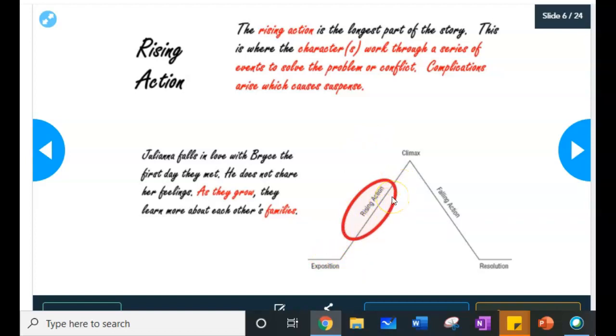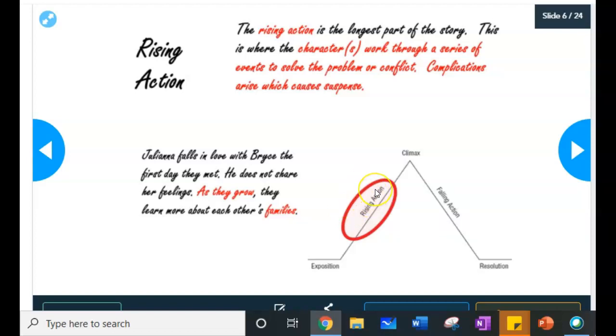And if you think about it, when you're climbing something like this, it does seem to take a lot longer to climb a mountain than it does to go down the mountain. Seems like it always takes a lot longer to get somewhere than it takes to get home. Doesn't really, but it always feels that way. Right, so this is the longest part. This is the part where the characters work through the problems and the events. Right, we try to solve our problems.